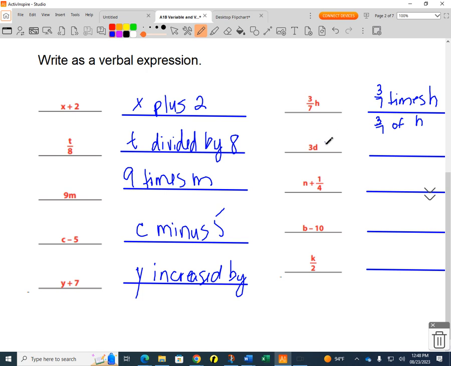If I were you, I'd write 3 times d here, but I'm going to change it up a little bit because we've already done some multiplication with coefficients. So let's say the product of 3 and d. If you see this expression, you have to know that it means that.